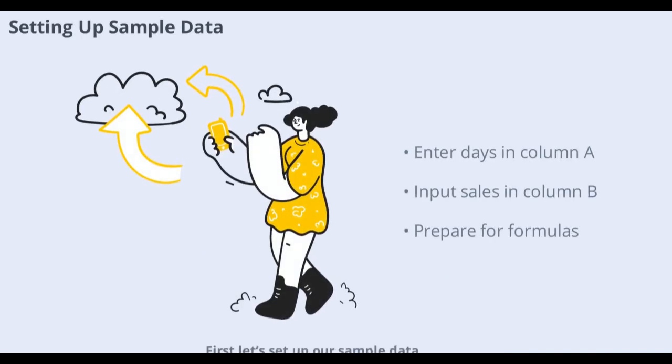First, let's set up our sample data. Imagine we have a list of sales figures for a week. In column A, we'll enter the days of the week, and in column B, we'll input the corresponding sales numbers. This simple table will help us demonstrate each formula clearly. Go ahead and type Monday through Sunday in cells A2 to A8 and enter some random sales numbers in B2 to B8. Now, with our data ready, we can start exploring the formulas.